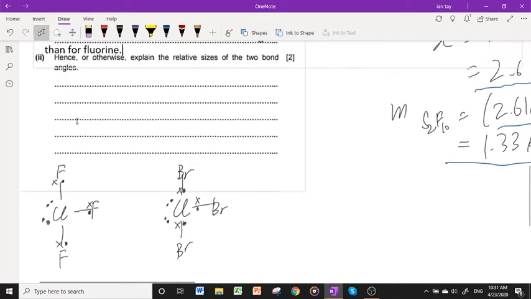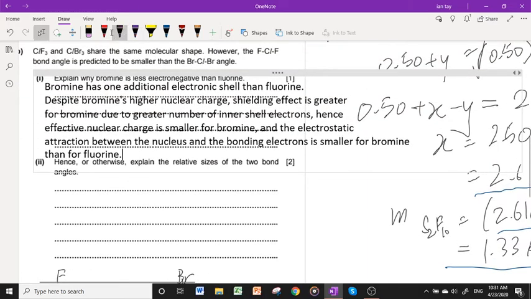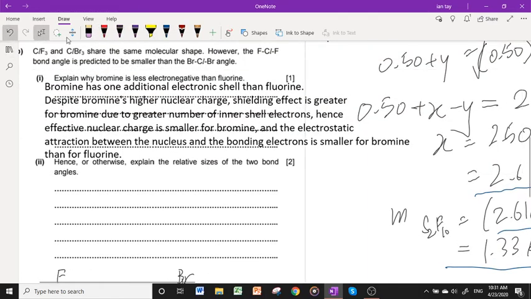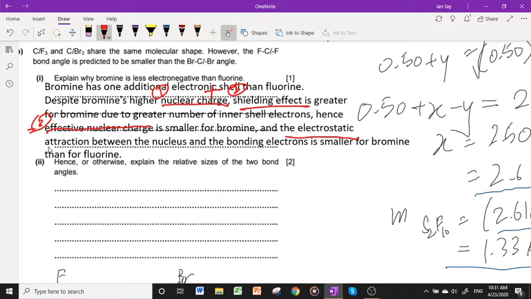Okay, so this is a very standard question. So take note of a few key points that you need to ensure that you answer. Firstly, you need to answer nuclear charge. You need to answer shielding effect. And then nuclear charge plus shielding effect gives effective nuclear charge. And then you must talk about electrostatic attraction. And then finally, leading us to a conclusion, Br is less electronegative.